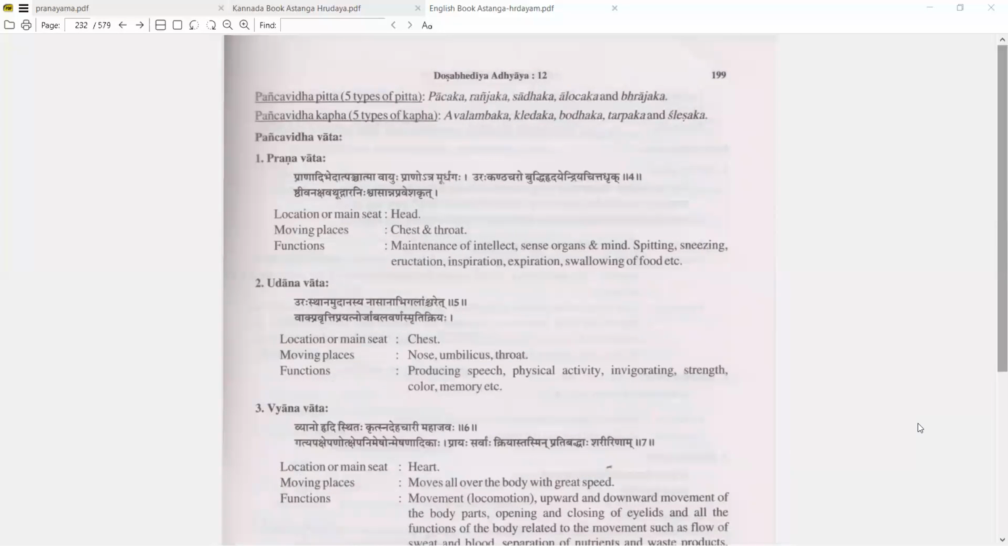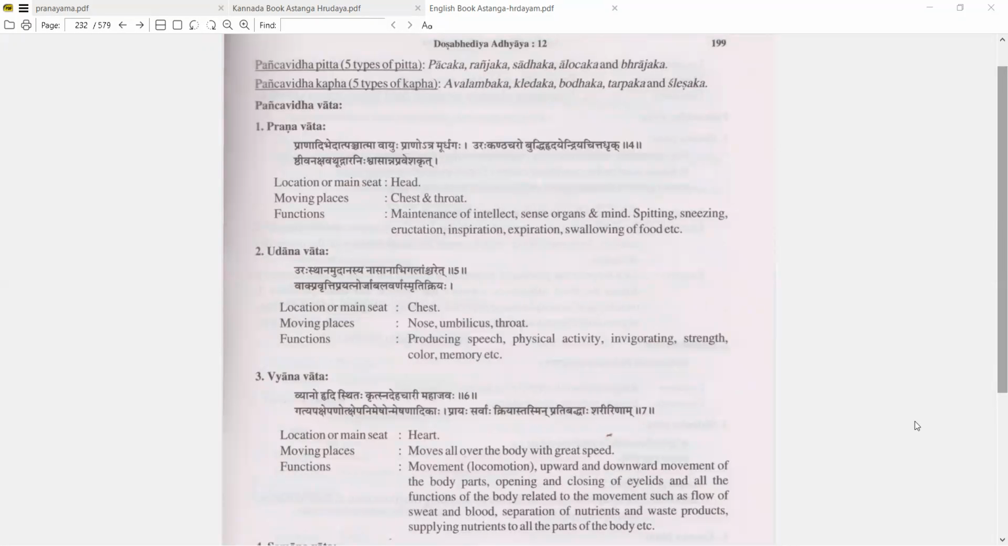Panchavida Vata. Prana Vata, location or main seat: head. Moving places: chest and throat. Functions: maintenance of intellect, sense organs and mind, spitting, sneezing, eructation, inspiration, expiration, swallowing of food, etc. Udana Vata, location or main seat: chest. Moving places: nose, umbilicus, throat. Functions: producing speech, physical activity, invigorating strength, color, memory, etc.